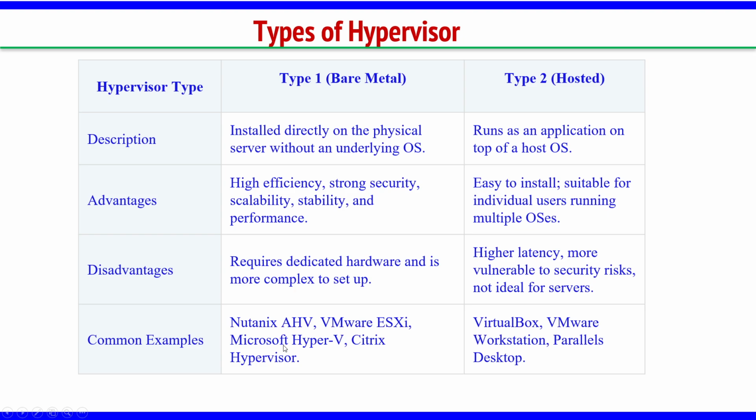Okay, some examples of this are VMware ESXi, right? Citrix Hypervisor, all these are bare metal ones. But the ones which we regularly use, VirtualBox, VMware Workstation, right? All these are type 2, that is hosted hypervisors. So this is the difference between type 1 and type 2 hypervisors. This is all about hypervisors.